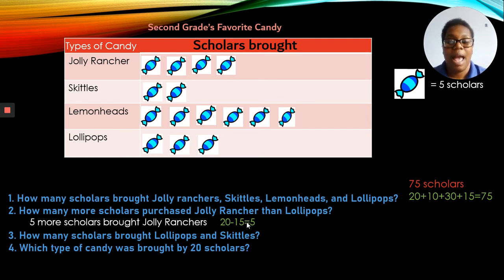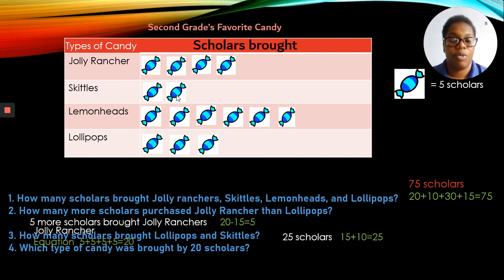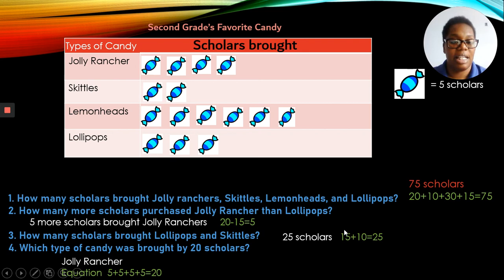The next one. How many scholars bought Lollipops and Skittles? So where's Lollipops at? Here we go. 5, 10, 15. And Skittles, 20, 25. Let's see if we got that right. 25 scholars. We just did the addition. 15 plus 10 equals 25.